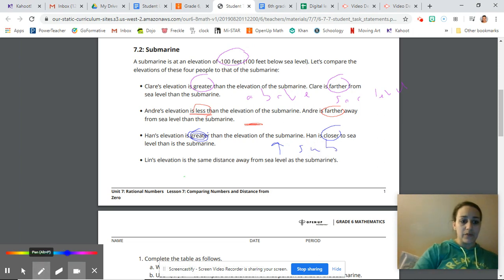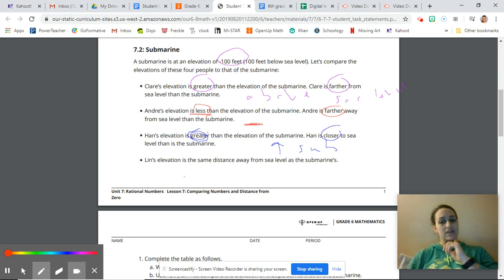And finally, we've got some information about Lynn. And Lynn is trying to get a different color I haven't used yet, but not yellow. Lynn's elevation is the same distance away from sea level as the submarine's. Same distance away from sea level. So Lynn could be scuba diving right there next to the submarine because she's at the same distance.